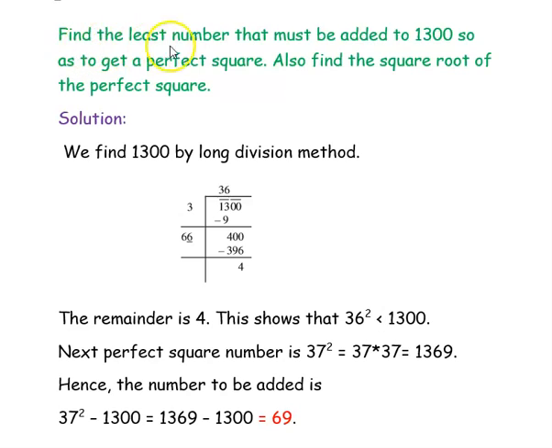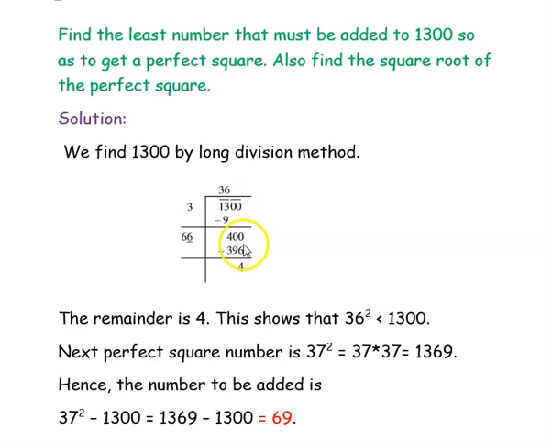So the next question is, find the least number that must be added to 1300 so as to get a perfect square. Also find the square root of the perfect square. So the given number is 1300. So by long division method we are doing this. So first we are pairing the zeros, and then we are pairing 3 and 1. Then we are considering the leftmost pair 13. Then we know that 3 square is 9. So 13 minus 9 is 4.